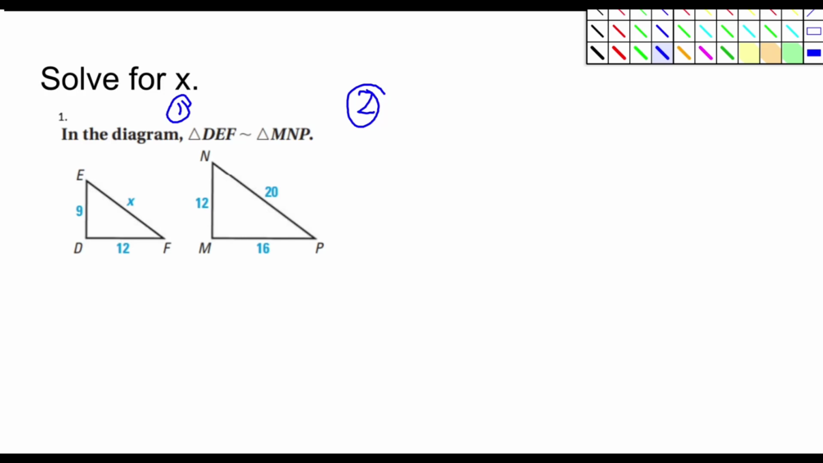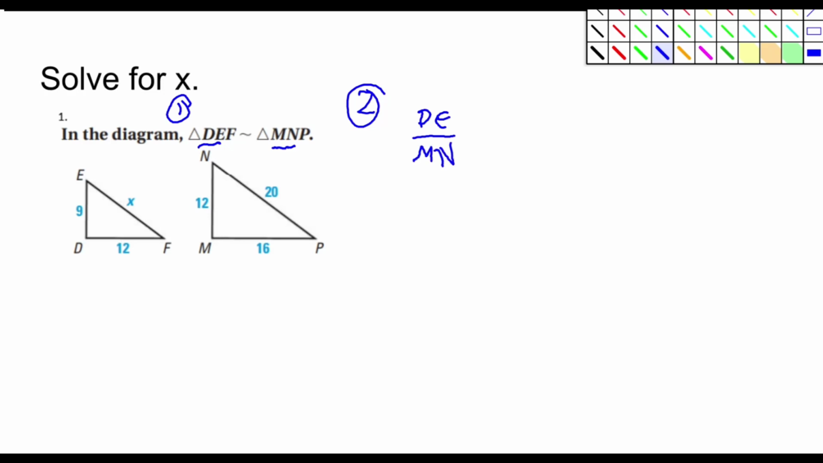So let's write out a proportion for this whole problem. In order to do that, I usually just map out all my sides. So DE corresponds to, and I like to use the letters, so DE corresponds to MN. Remember I told you the other day I like to use these. So DE corresponds to MN.